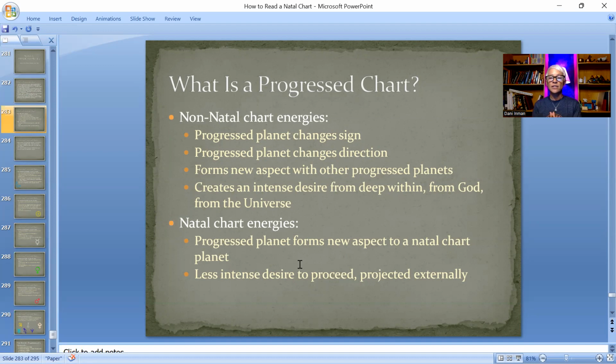And then there's natal chart energy. So you can compare your progress chart. You can actually put them together in a synastry chart with your natal chart and see what aspects the progress chart is doing to your natal chart. This is a less intense desire to proceed, and it's projected externally, just like transits are. Now, there wasn't anything in this predictive astrology book about the actual transits affecting a progress chart, so I don't know that that's a thing, but progressed planets aspecting back to your natal chart is a thing, and it is deeply personal.